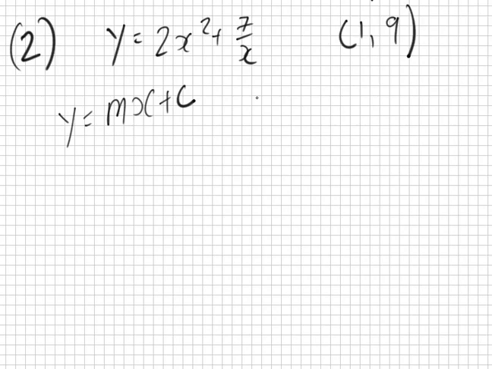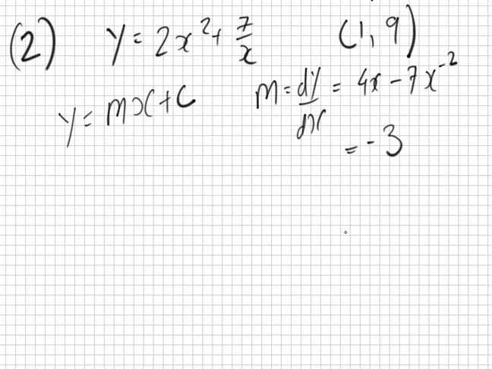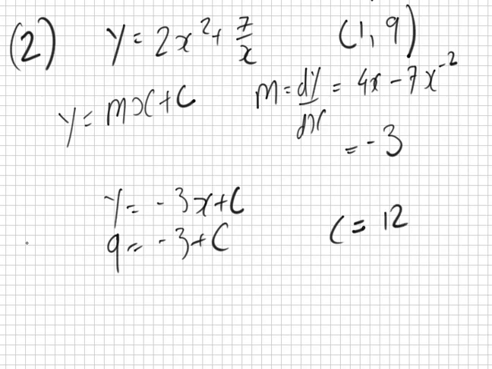M is the derivative. So m is dy/dx, which in this case will be 4x. Now you have to change this into x to the power minus 1. So it would be minus 7x to the minus 2. But the x is equal to 1. So you get minus 3 there for the m. Now, how do I find the c? Substitute in a point. So I get 9 equals minus 3 plus c. So c equals 12. So my tangent line, y equals mx plus c.